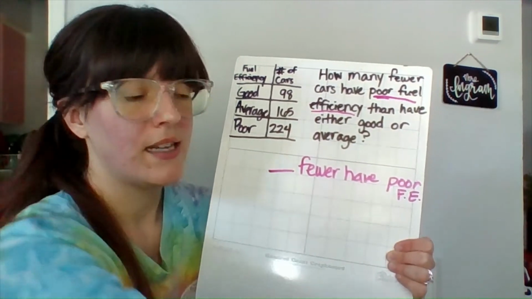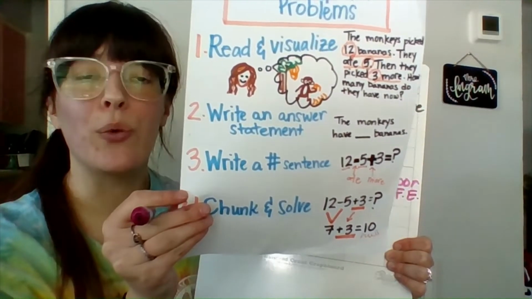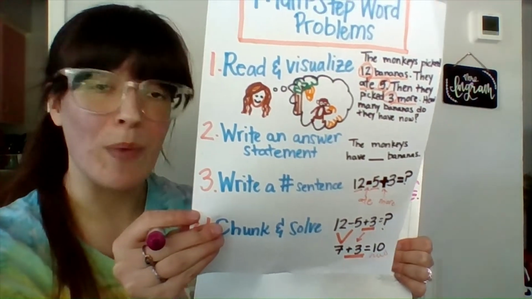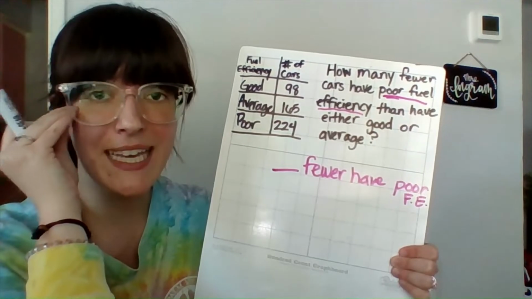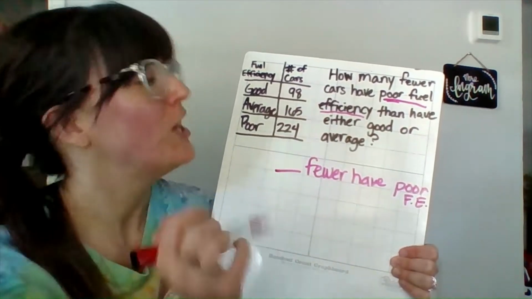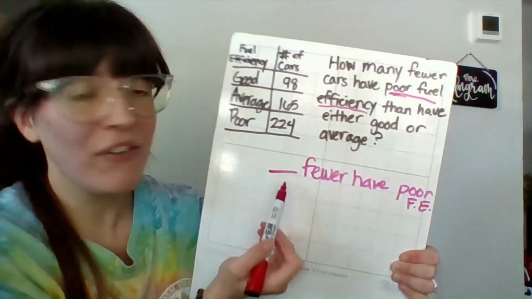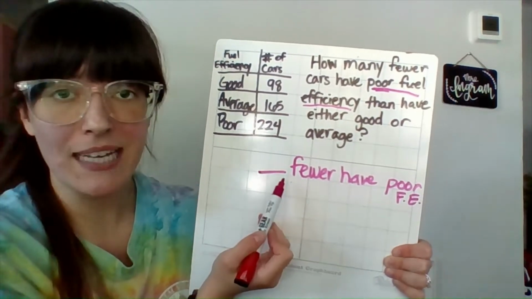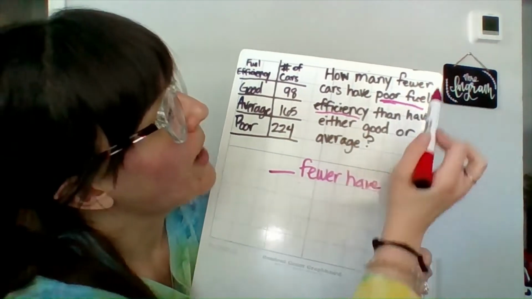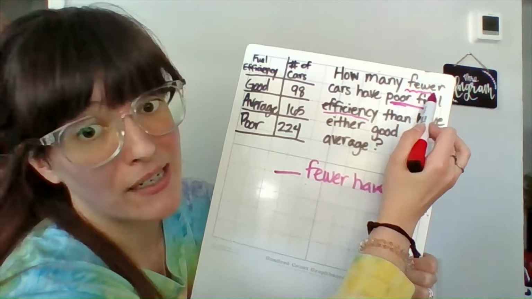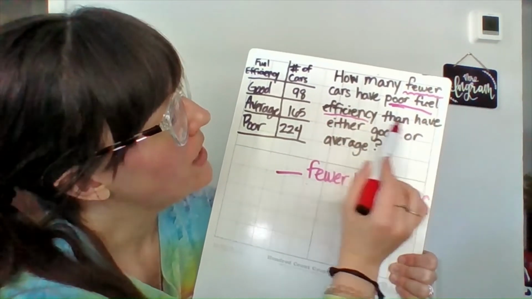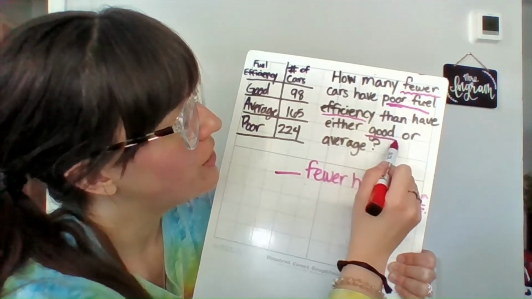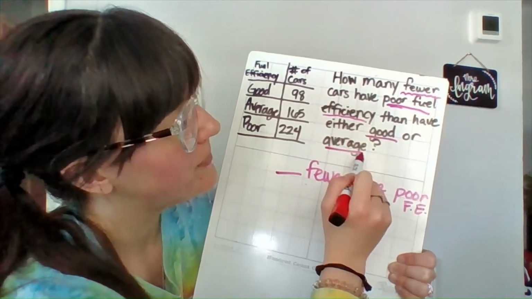So next, I'm going to move on to step 3, writing my number sentence. So remember, this is when I'm really going back to my question and I am delving in deep like a detective, looking for what will help me figure out the answer to my answer statement. So how many fewer, that gives me an operations clue. How many fewer cars have poor fuel than have either good or average?